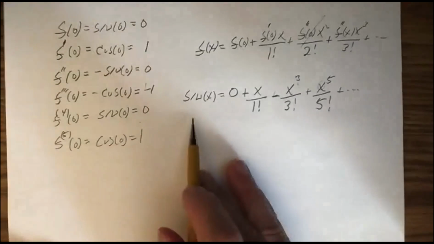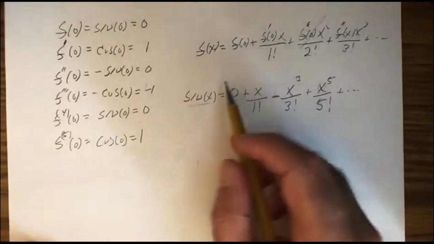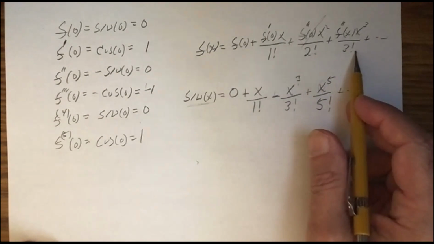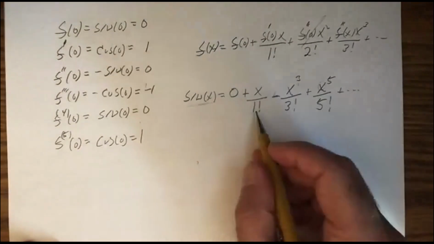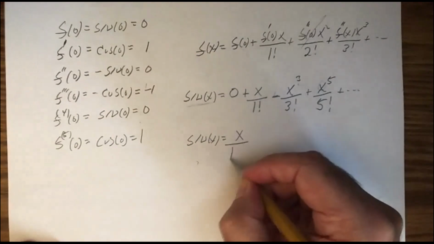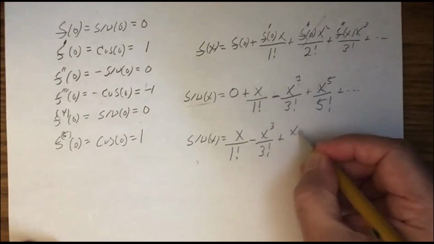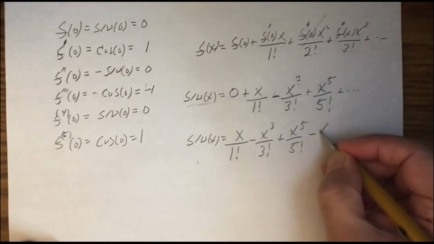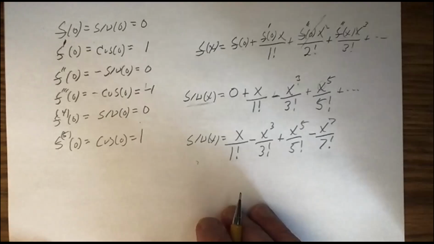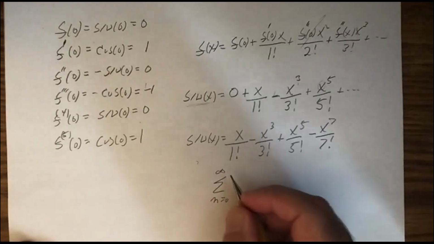So I'm just showing you that another way of writing the sine of x is in terms of the Maclaurin series. The Maclaurin series is about x equal to 0. And so this is what I had before. The sine of x is x over 1 factorial minus x cubed over 3 factorial plus x to the fifth over 5 factorial minus x to the seventh over 7 factorial. Okay. Another way of writing this now is that I can write this as a summation.